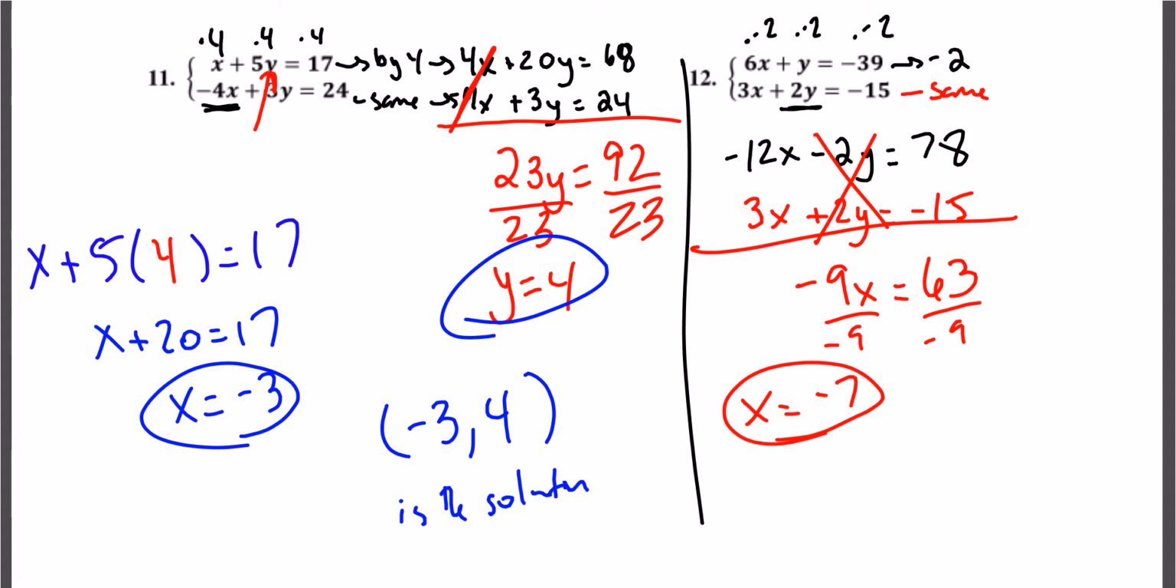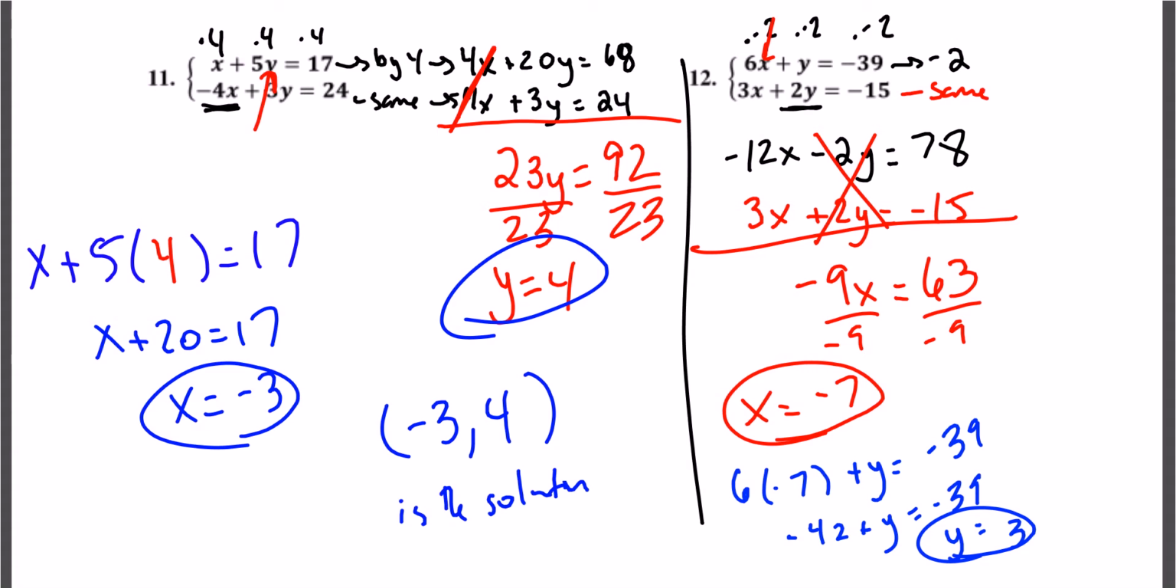Now I'm going to take that negative 7 and plug it into the top x. It doesn't really matter which one you use, but I'm going to use the top x. So I'm going to have 6 times negative 7 plus y equals negative 39. So I get negative 42 plus y equals negative 39. I add 42 to both sides, so y equals 3.